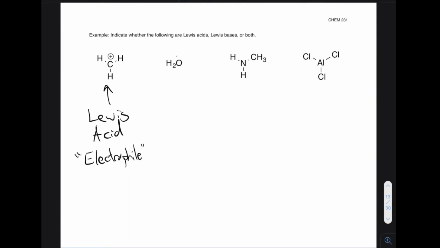Again, our next example here, we have water. Let's draw the lone pairs on here for clarity. We know that water, with those lone pairs, can act as a Lewis base. It can donate those electrons. But we also know, because of the polarity of that oxygen-hydrogen bond, that it can also accept electrons. It can act as a Lewis acid. And we already know this from our previous video, that water can be an acid or a base.